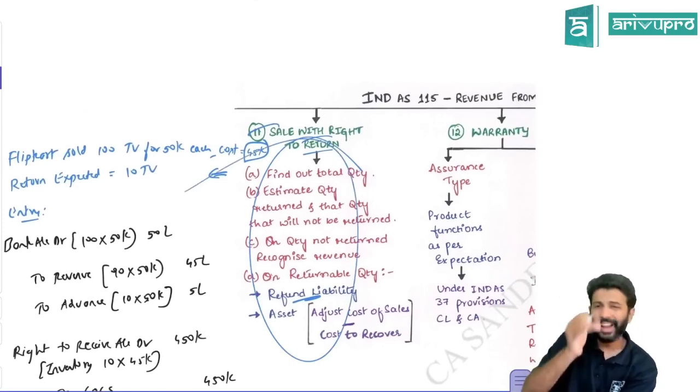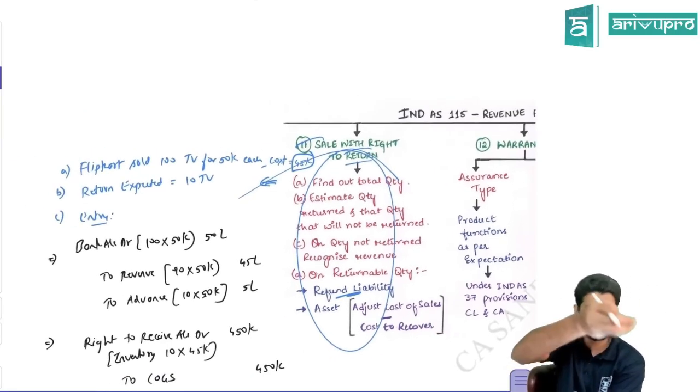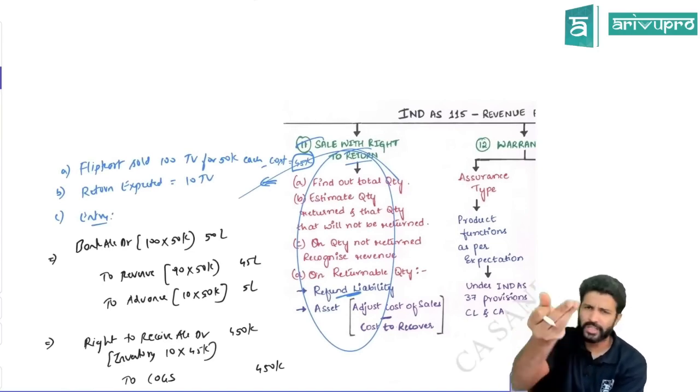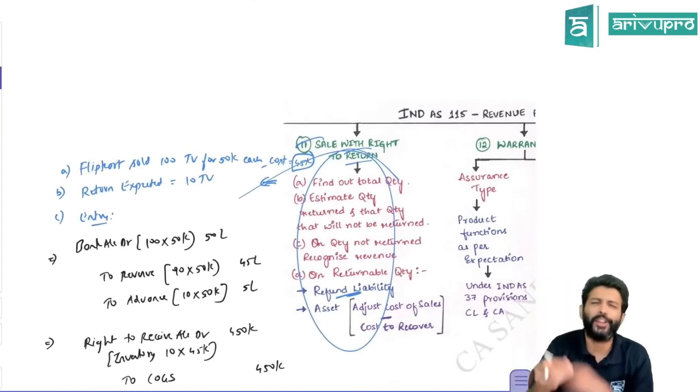Sale with right to return. They will give you all the facts. You just need to recognize this, quote one provision, write this entry or explain this in words. You will get 3 to 4 marks if at all they ask you.